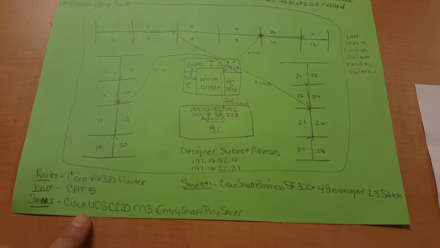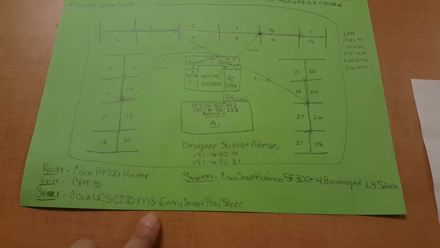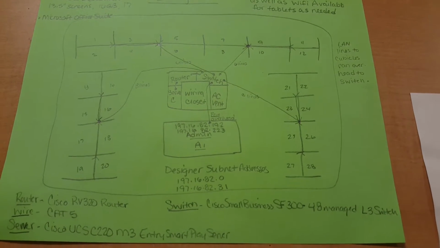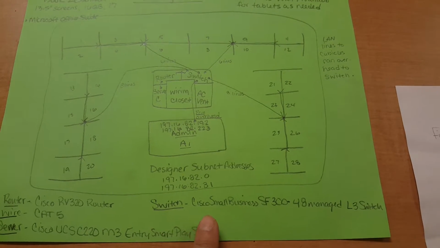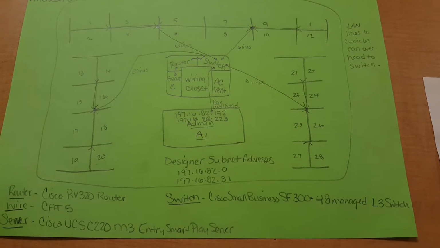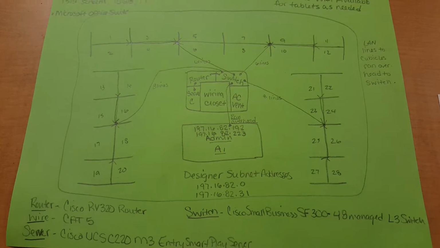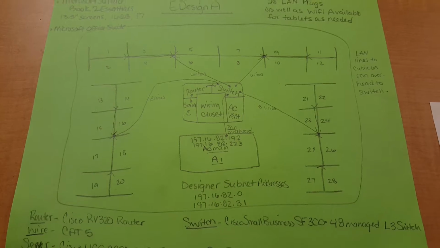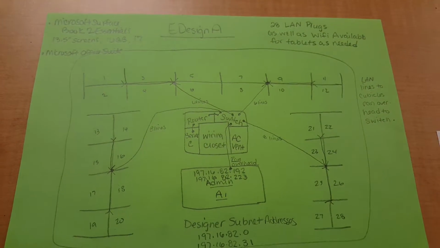The server is a Cisco UCSC C220 M3 entry smart play server. And this switch is different than the others because it is a Cisco Small Business SF300-48 managed L3 switch. So it has 48 ports because there are so many people that are going to be working in this building.